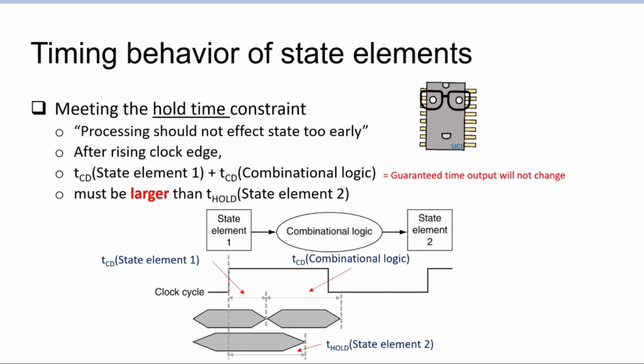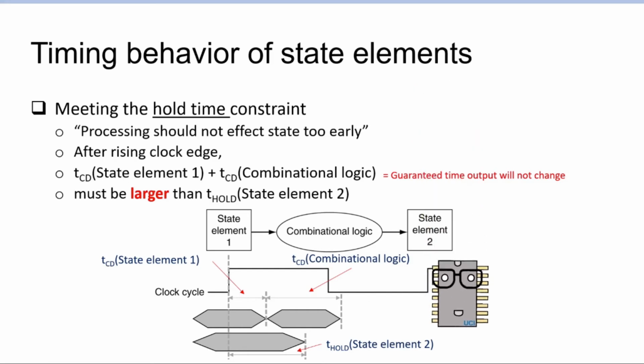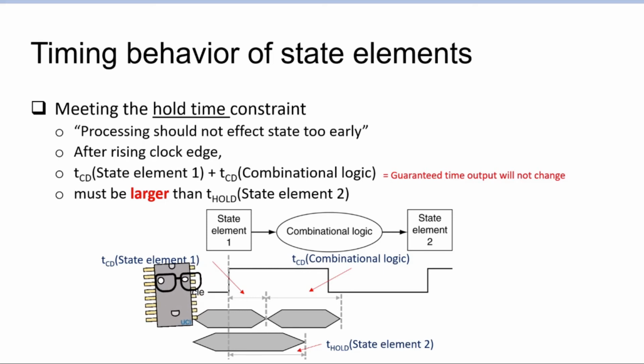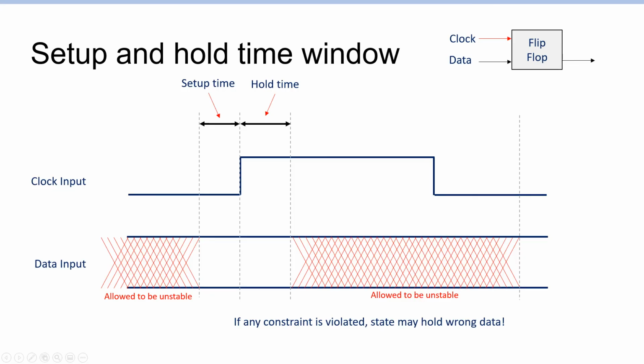So what this means from a graphical point of view is after we have a clock cycle start, the contamination delay of the state element 1 plus the contamination delay of the combinational logic. So the sum of these two contamination delays must be larger than the hold time requirement of the second state element. Together, what these constraints mean is that the input data to the second state element should arrive a certain amount of time before the next clock cycle begins.